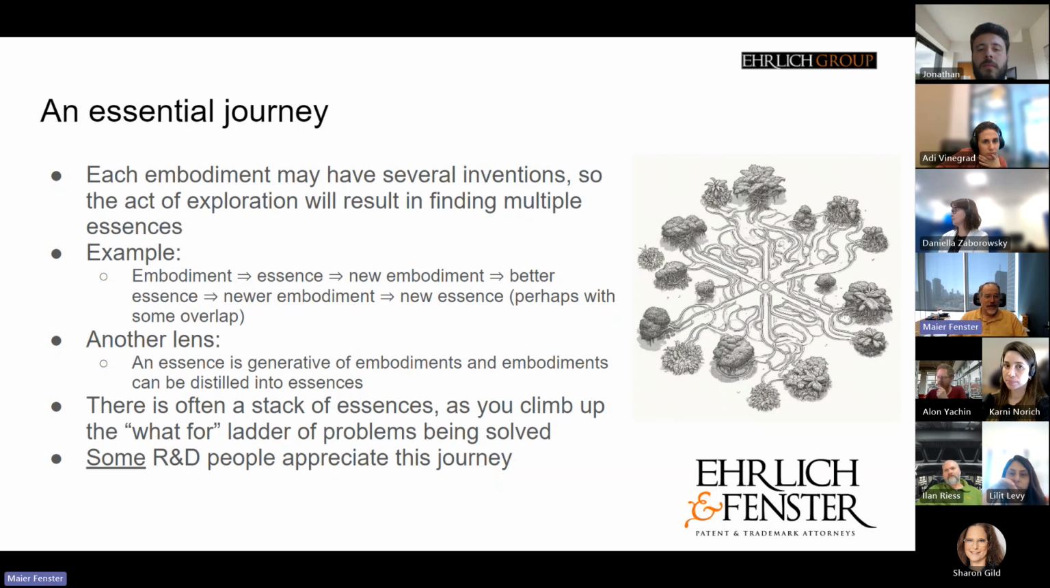In addition to the fact that each embodiment might have more than one essence, there's often a stack of essences. You're solving a particular technical problem, which allows you to build a particular technology, which allows you to build a particular product, which allows you to answer a particular need in the market, which allows the end user to do something in particular. And each one of those is a different, let's call it what for, what do I need that invention for, and really defines a different essence. And some R&D people appreciate this journey, and some of them don't.